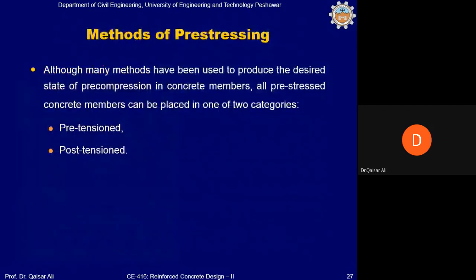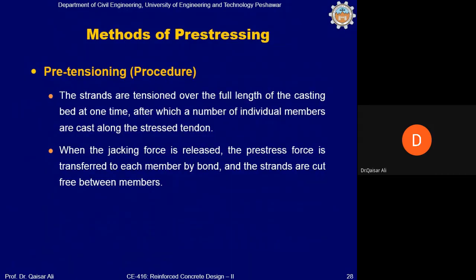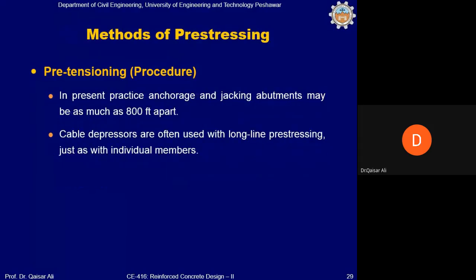Okay, now finally coming to the techniques which are used for pre-stressing. As I said earlier, there are two techniques, pre-tension and post-tension. In the pre-tensioning procedure, the strands or cables are tensioned over the full length of the casting bed at one time, after which a number of individual members are cast along a stressed tendon. When the jacking force is released, the pre-stress force is transferred to each member by bond and the strands are cut free between members. Like this.